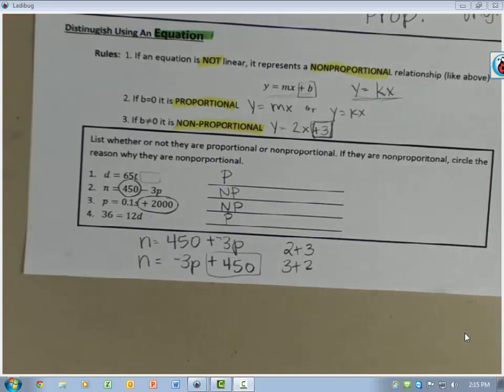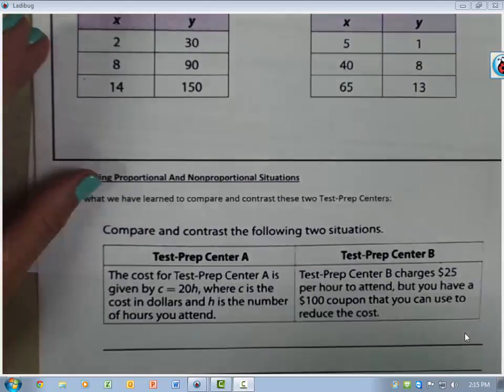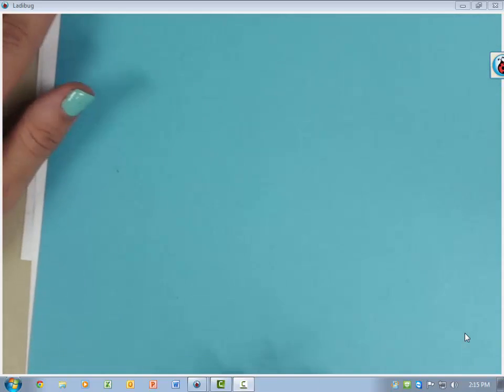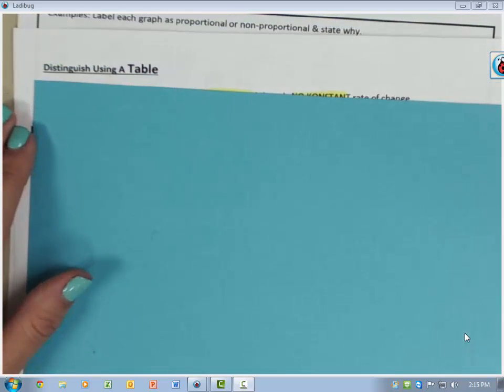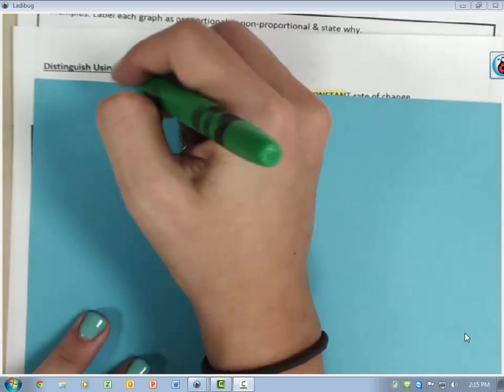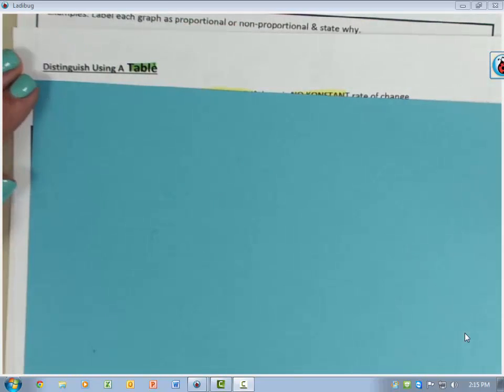That's it. That's all you got for an equation. So when you're given an equation, that's what you look for. Now, when you're given a table, you have pretty much the same rules, just a wee bit different.